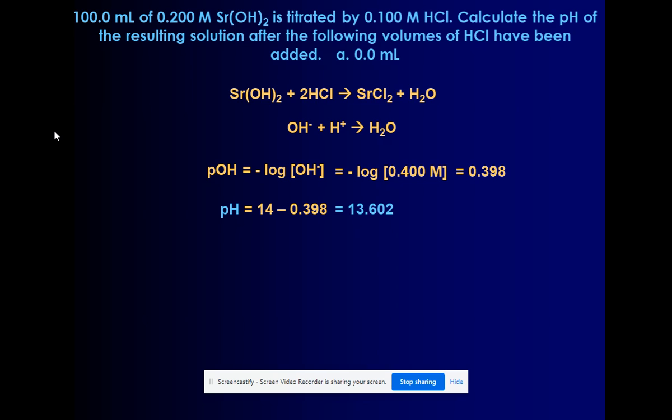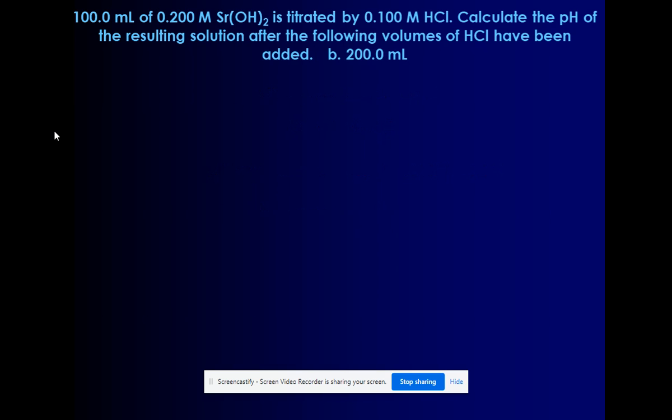So if all you have is a strong acid or strong base, you just figure out the pH how we've done it previously. When you have both strong acid and strong base present, like you do in part B, we've got to account for the stoichiometry. We've got to look and see how much hydroxide we have, how much hydrogen we have, which one we run out of first.